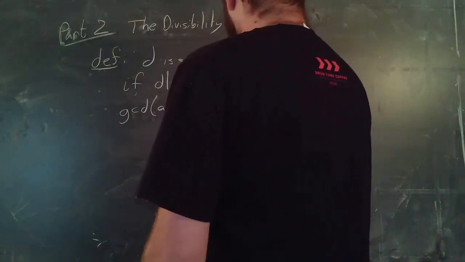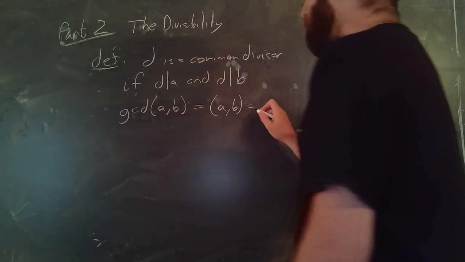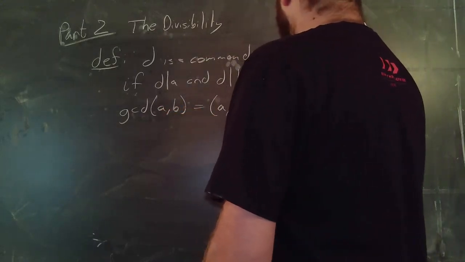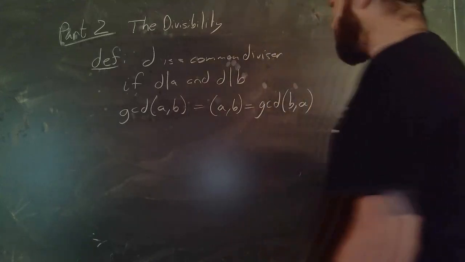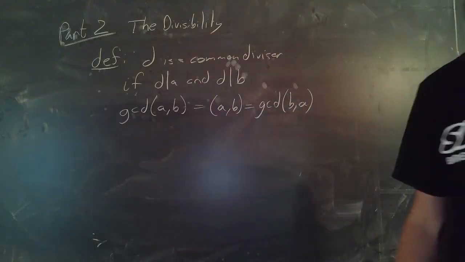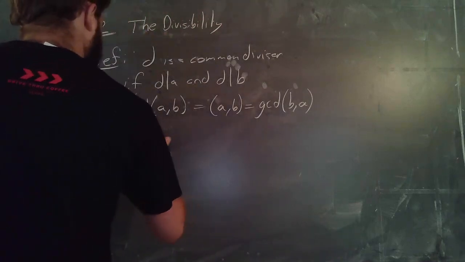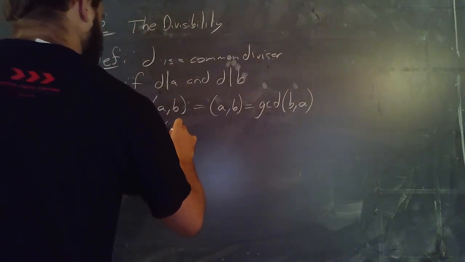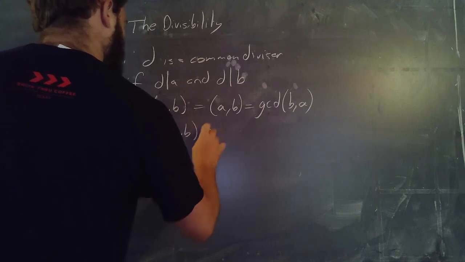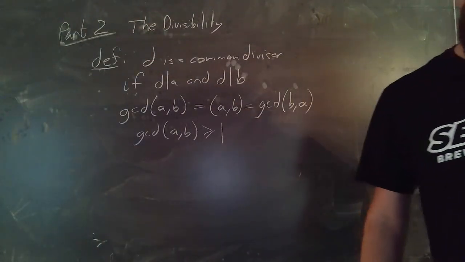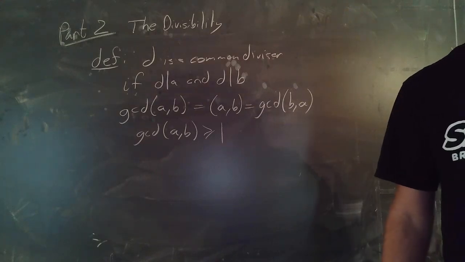Now, there's some properties with the greatest common divisor. First of all, GCD of a and b, this switching effect, if you switch the location of a and b, it does not matter. The GCD will still be the same. Next, the GCD will always be, except in two cases, greater than or equal to 1.